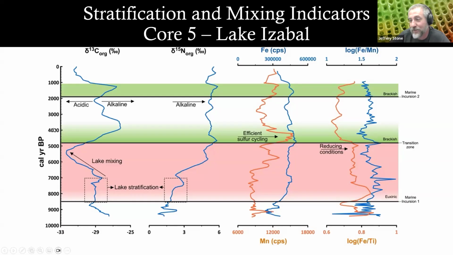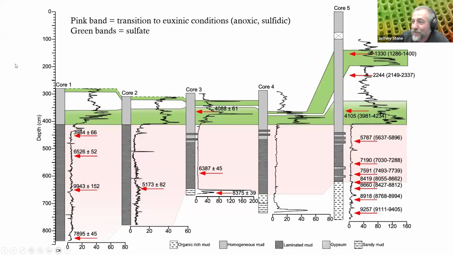So if you're not into geochemistry, you're just here for diatoms, and you think, well, that's cool, you have some model, what do the diatoms say? I'm here to provide that for you. But I wanted to show you that these transitions that we see are not just limited to core 5. They actually occur in others. We have these euxinic conditions associated with the stratified units.